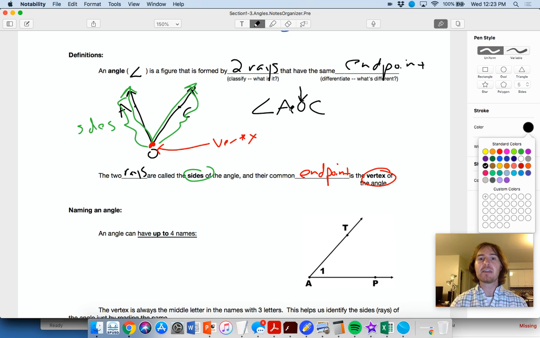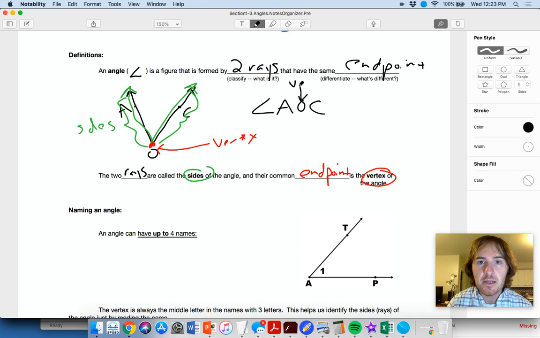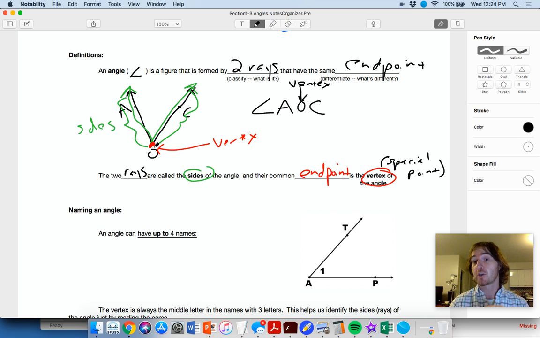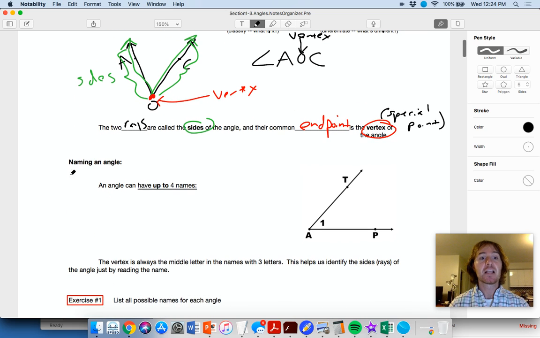So if you look at the naming convention right here, just to give you a little hint, you're always going to see the vertex point. Remember, a vertex is a point. It's just like Algebra 1, where you've heard of vertex before. A vertex is part of a parabola, the highest or lowest point of the parabola. It's the one special point on a parabola, but for an angle, it's the special point on the angle itself. We'll call that the vertex of the angle. It appears in the middle of the name. We'll talk about names right now.